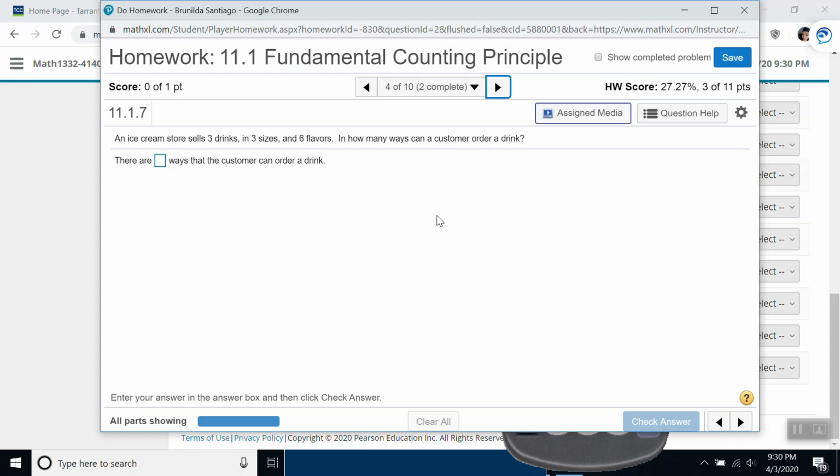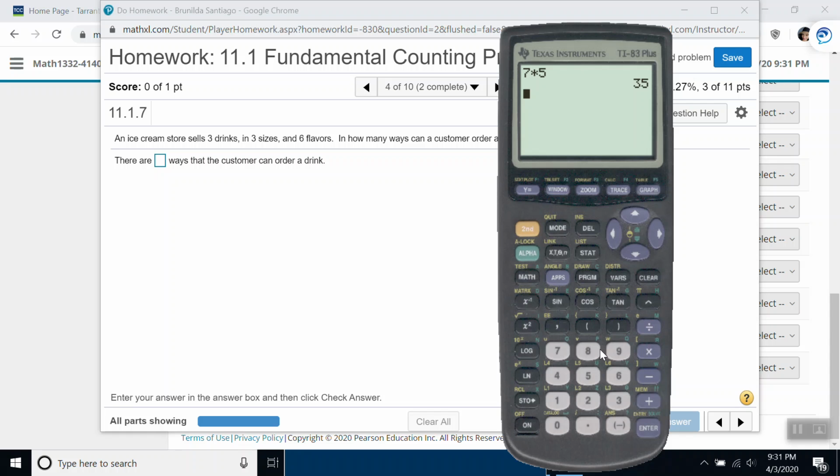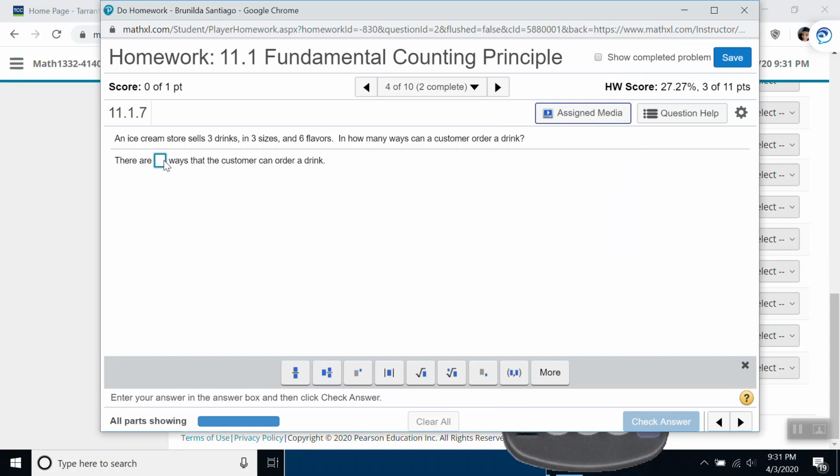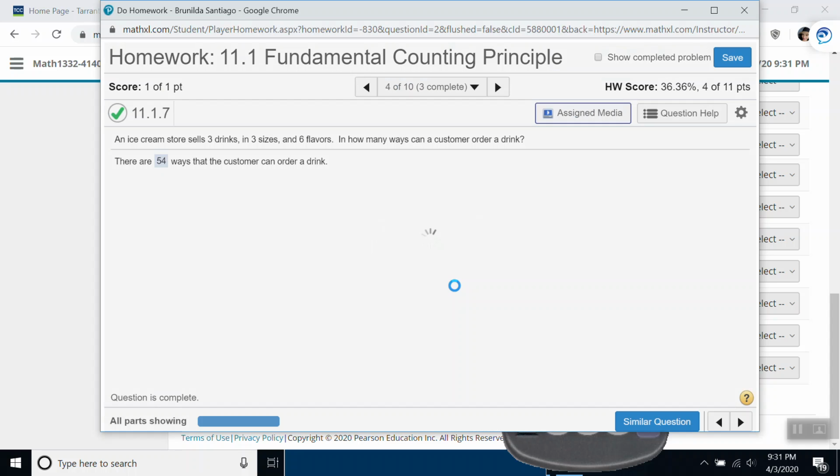Okay. An ice cream store sells 3 drinks in 3 sizes and 6 flavors. In how many ways can a customer order a drink? So we'll get the calculator. We have 3 different drinks, so it will be 3 times 3 different sizes times 6 flavors. So that equals 54. There are 54 ways that customers can order a drink. Next.